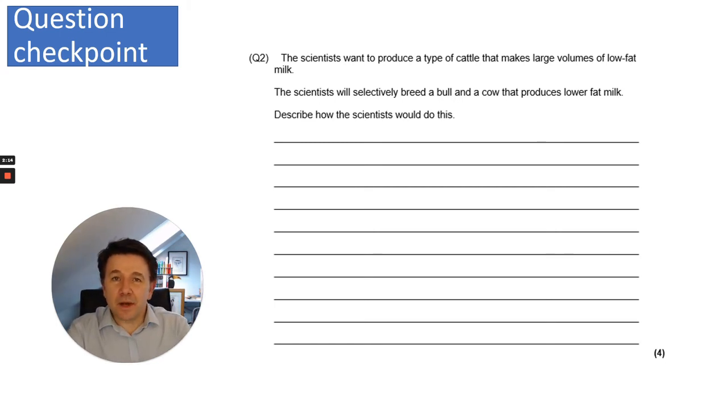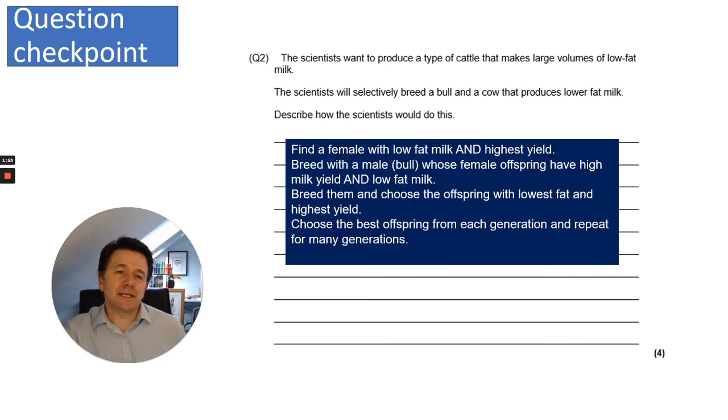So this question is quite interesting because it just wants you to describe how the scientists would do this in terms of getting a lower fat milk. Now you need to remember that a bull is a male and a cow is a female. Many people answering this question tend to talk about cows breeding together, but they don't breed together. It is a bull and a cow. So these are the kind of ideas you need to think about.